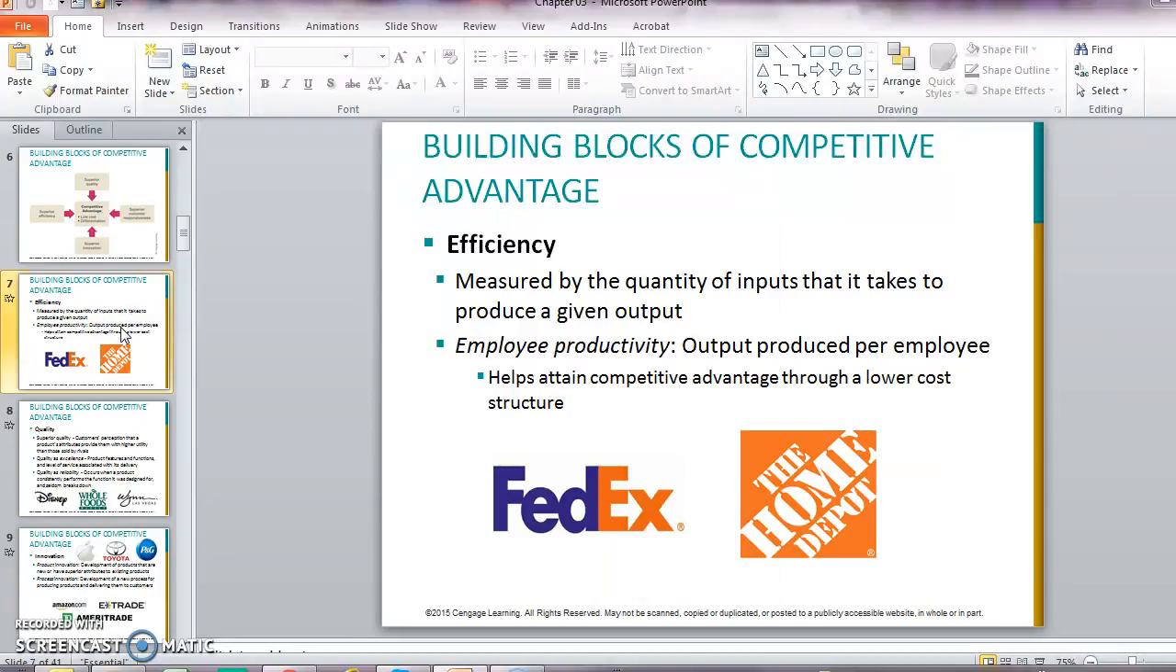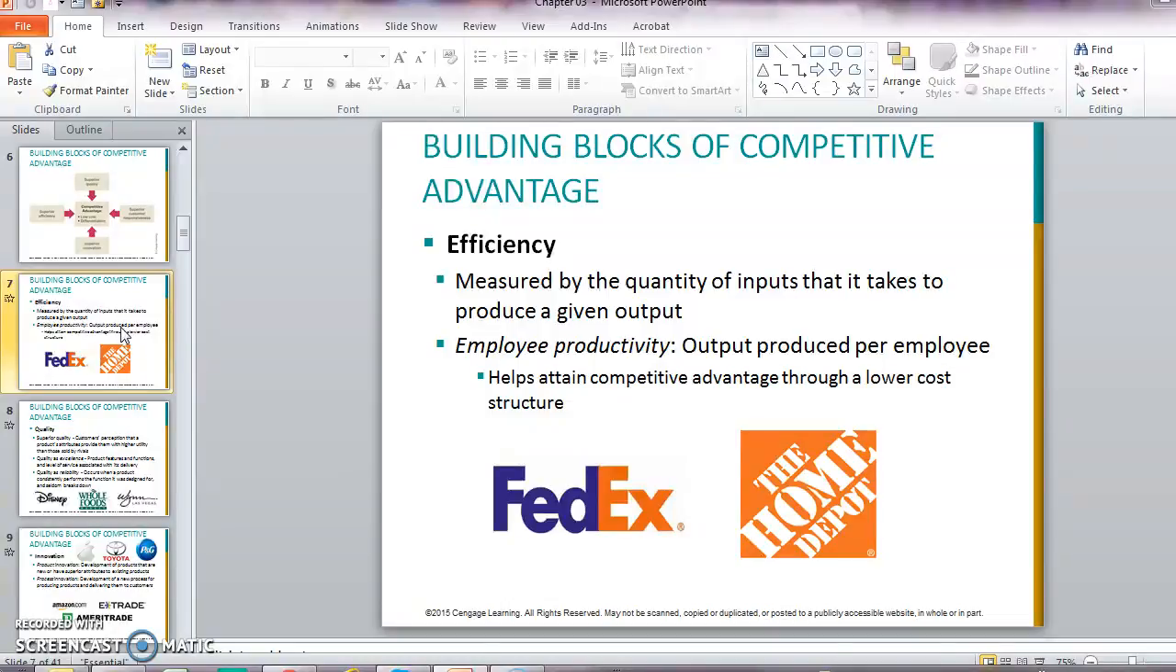Efficiency is measured by the quantity of inputs that it takes to produce a given output. So a company can develop a competitive advantage by being able to produce more with less resources. So maybe they're putting out a very similar product, but they can do it more cost effectively because they have built in some form of efficiency.